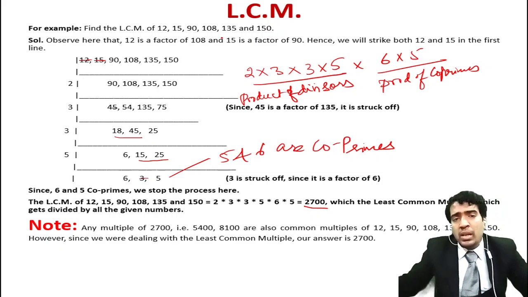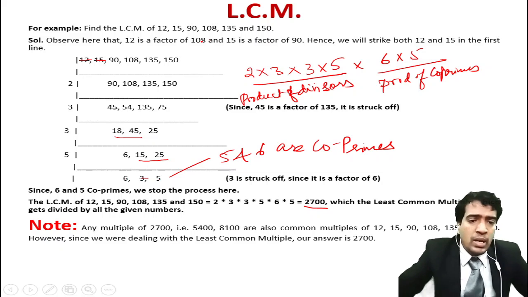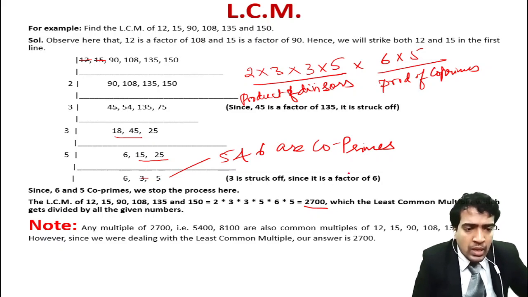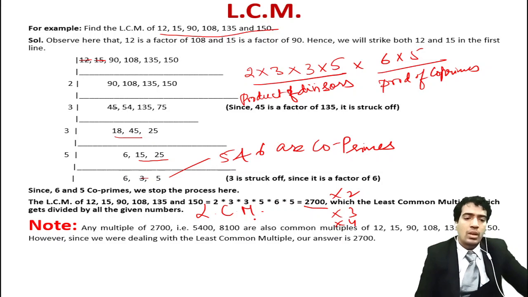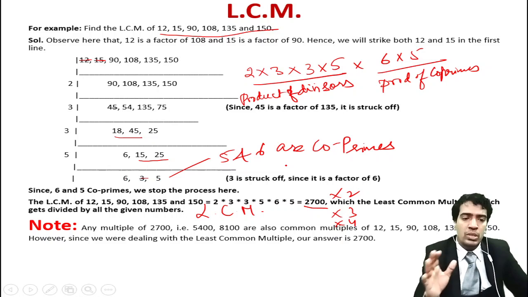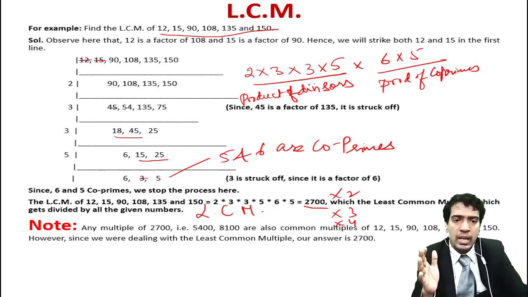There are infinite numbers present that are greater than 2700. So if it is 2700, you can say 2700 into 2, 2700 into 3, 2700 into 4, all of them can get divided by all these numbers. However, there is no number lesser than 2700 that can get divided by all these numbers. So this is the lowest common multiple. I hope you understood these two methods of calculating the LCM.